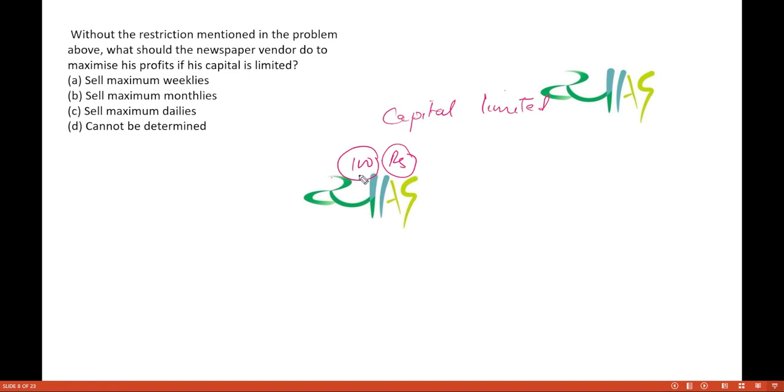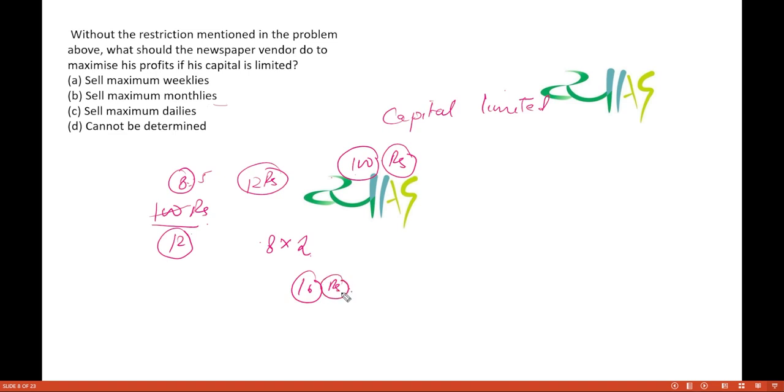If I am selling weeklies, which I was selling for how much? 12 rupees. So how many weeklies will I be able to sell here? Almost 8 weeklies, 8 point something. So how much profit am I going to earn? If I sell 8 weeklies, I will earn 2 rupees profit each, that is 16 rupees profit.